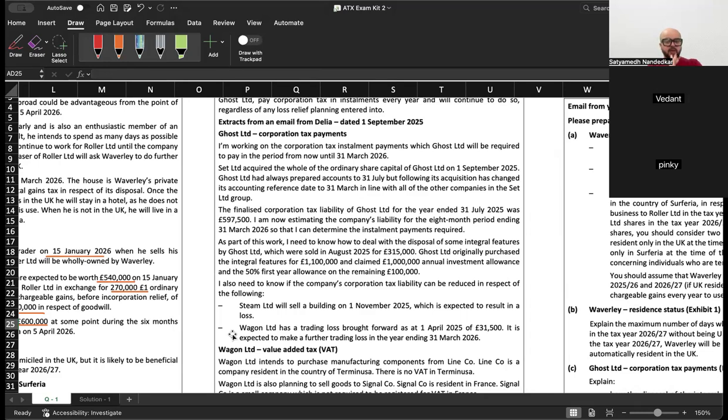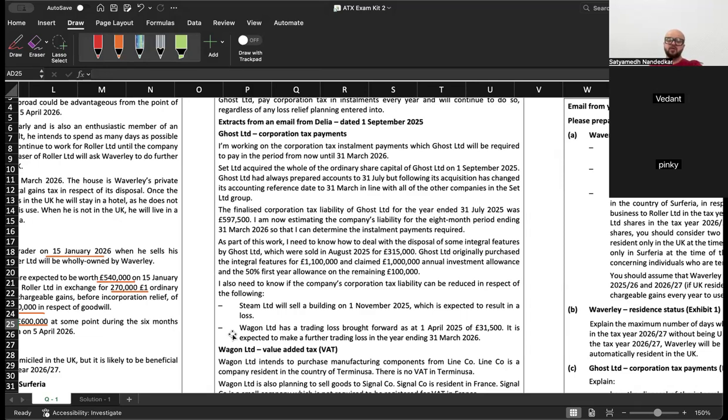I am now estimating the company's liability for the 8-month period ending 31 March 26 so that I can determine the installment payments required. As part of this work, I need to know how to deal with the disposal of some integral features by Ghost Limited, which were sold in August 2025 for 3,15,000. Ghost Limited originally purchased the integral features for 11 lakh, claimed 10 lakh annual investment allowance, and the 50% first year allowance on the remaining 1 lakh.